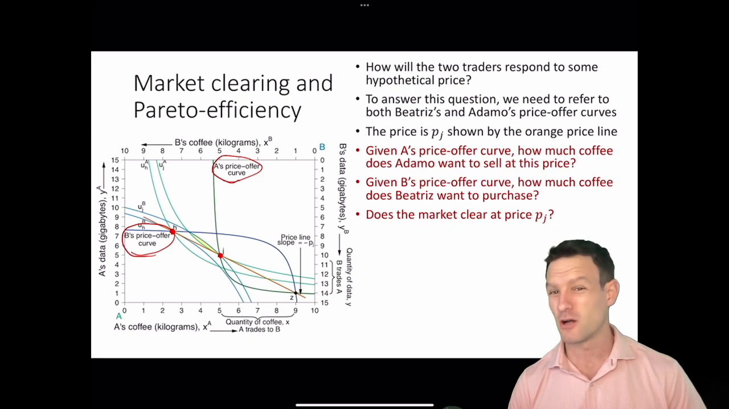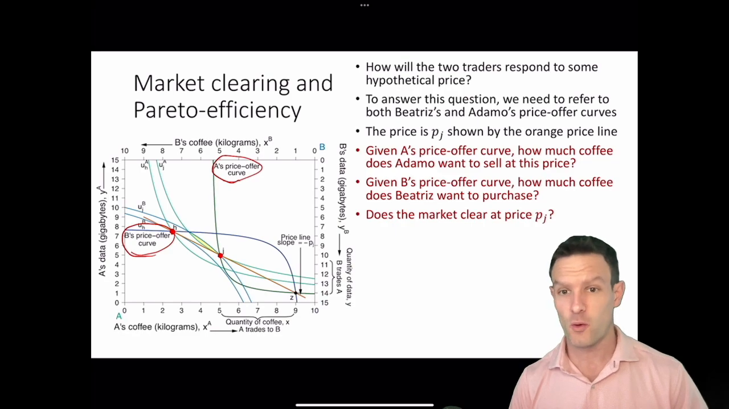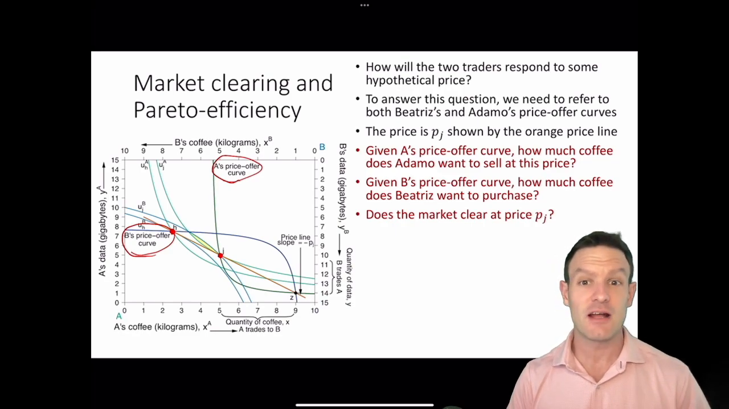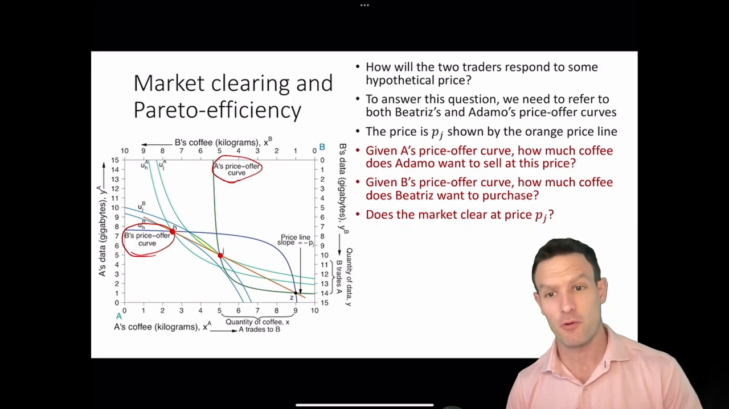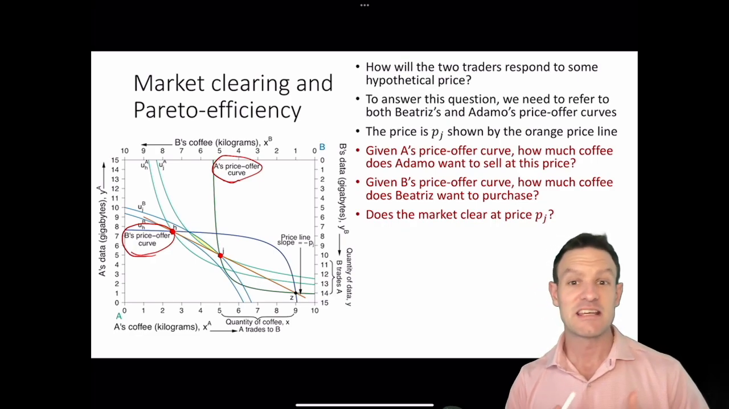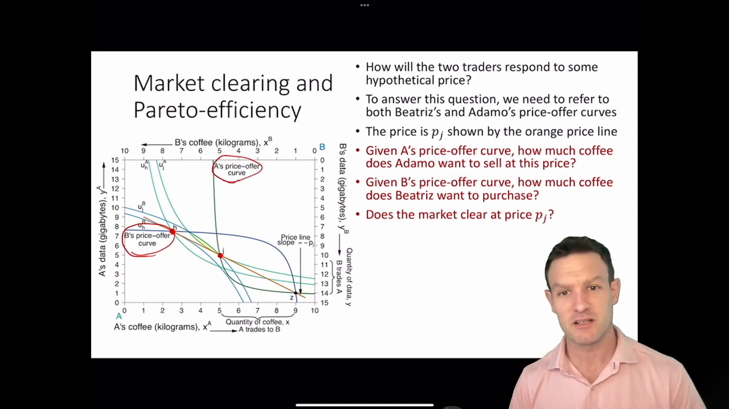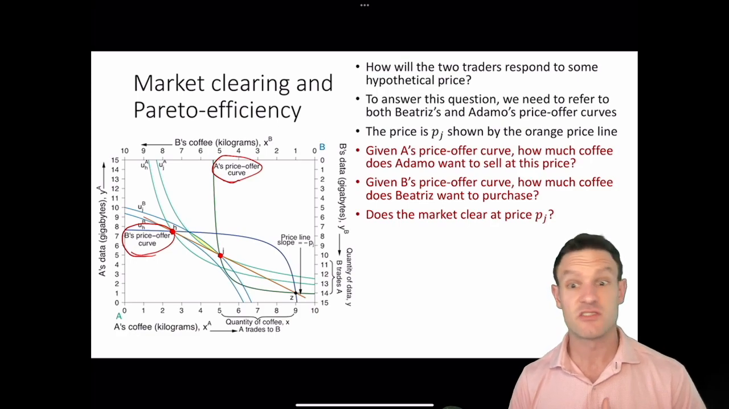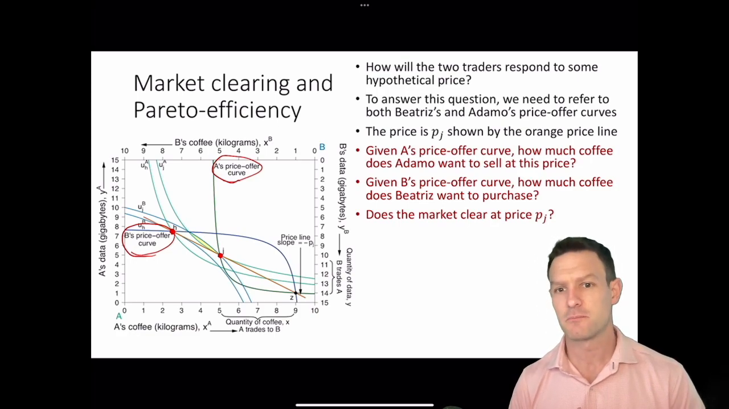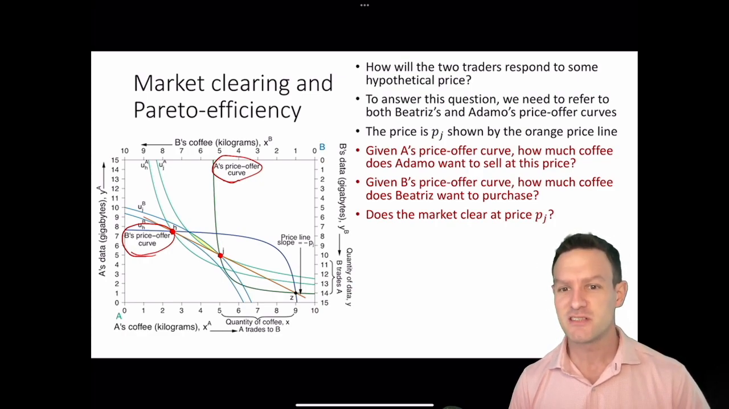That's what it means when we have a non-clearing market. Okay, so to think about that, what are some questions that we could ask? Given Adamo's price offer curve, how much coffee does Adamo want to sell at the price PJ? Given Beatrice's price offer curve, how much coffee does Beatrice want to purchase at the price PJ? And also, does the market clear at the price PJ? So I've already told you that it's not going to clear. We're just going to have to see exactly why it doesn't clear at that price.